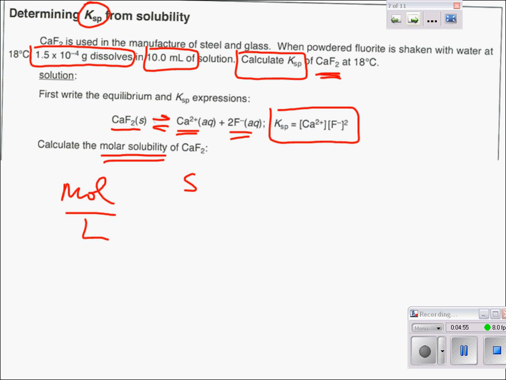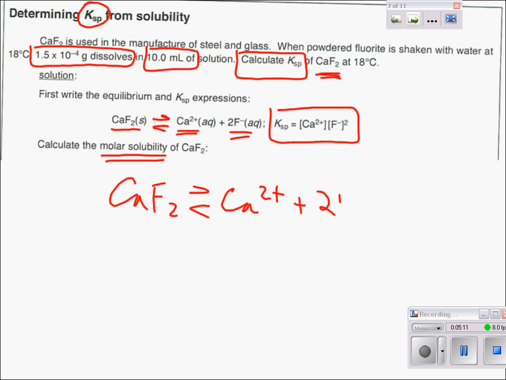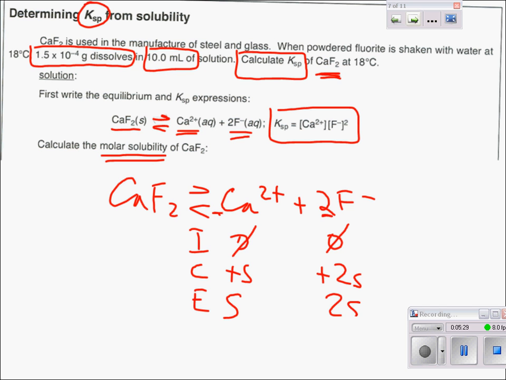One of the things we need to be aware of is we're going to do a mini ICE table when we do this, which is going to look like this. You're basically going to take CaF2 double arrow Ca2+ plus 2F−. When you break this up into an ICE table, a mini ICE table, your initial values are going to be 0. This is going to be plus S, and this is going to be plus 2S, corresponding just like we did in the previous chapters with whatever the coefficients are. Equilibrium values are going to be S and 2S, right? Same kind of thing we've been doing in the previous chapters.